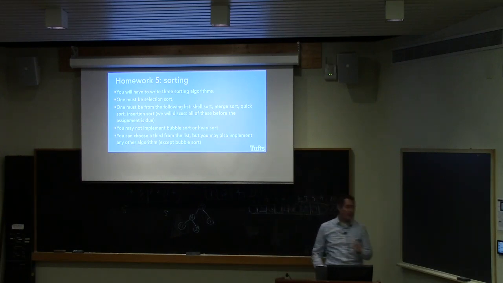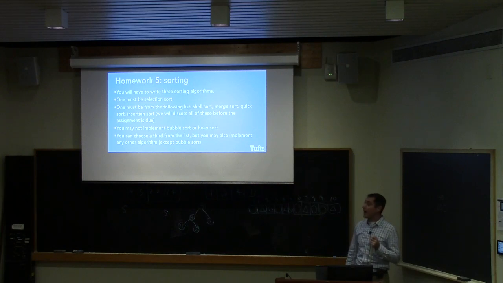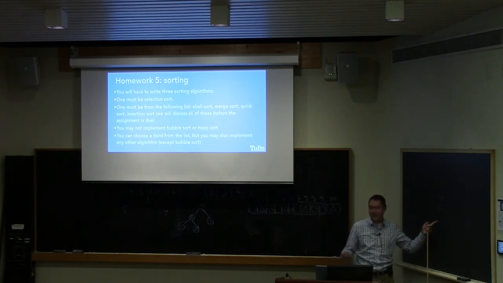Based on your selection sort, so if your selection sort takes, let's say, 100 seconds, how long should your other sorts take? Your other sorts should be smaller than that, basically. I'm trying to frame it. It's not easy to do that n log n behavior.